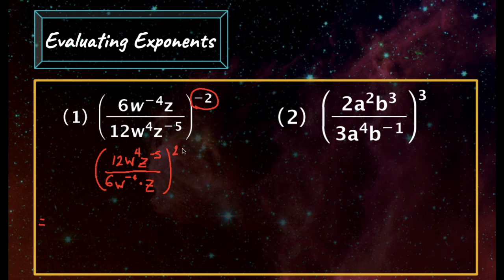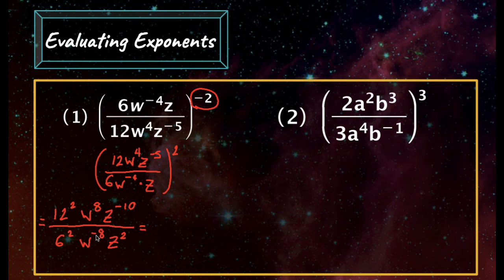Then we're going to square all of the terms. When you have more than one term raised to a power, that power applies to all of the terms inside of the parentheses. So we will have 12 squared, then w to the 4th squared will be w to the 8th, z to the power of negative 5 squared will be z to the power of negative 10, divided by 6 squared. W to the power of negative 4 is w to the power of negative 8 times z to the power of 2.